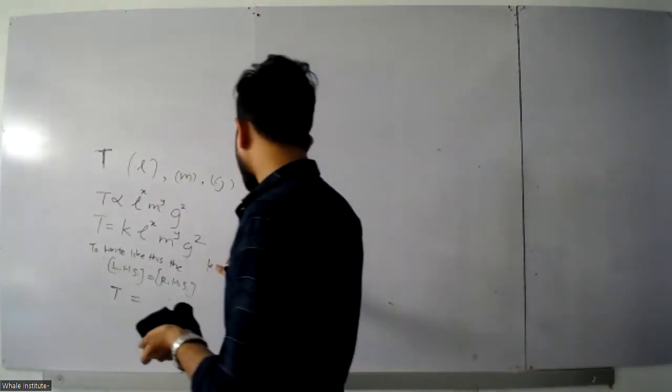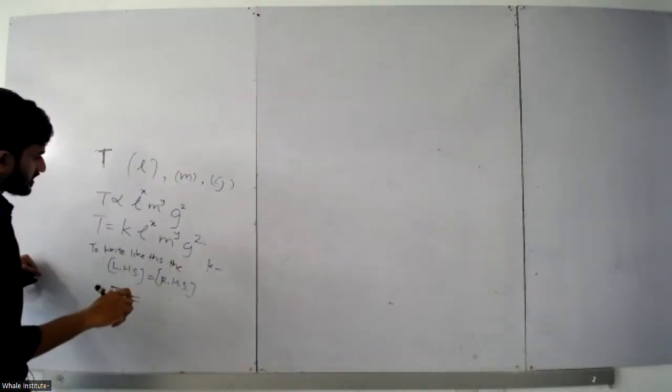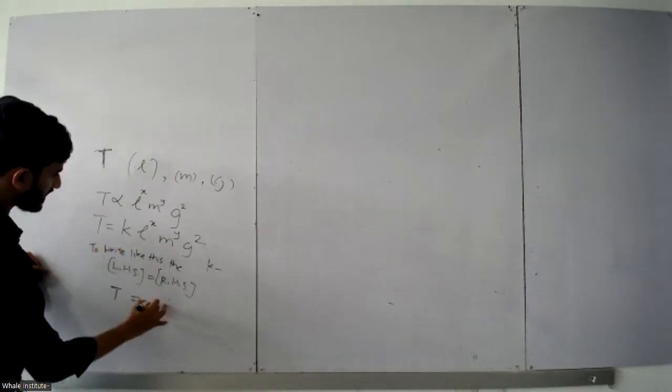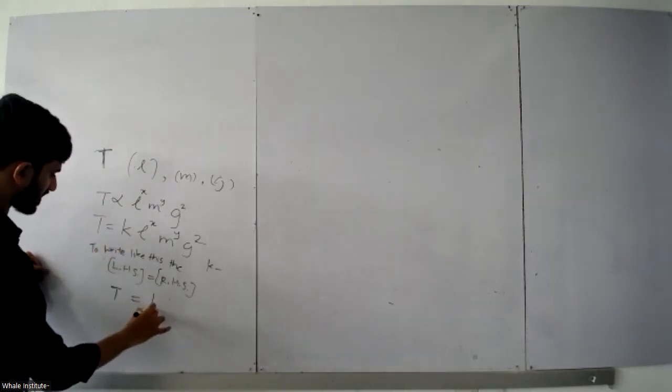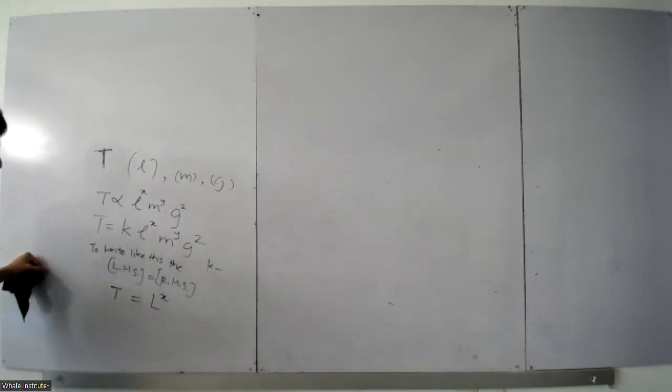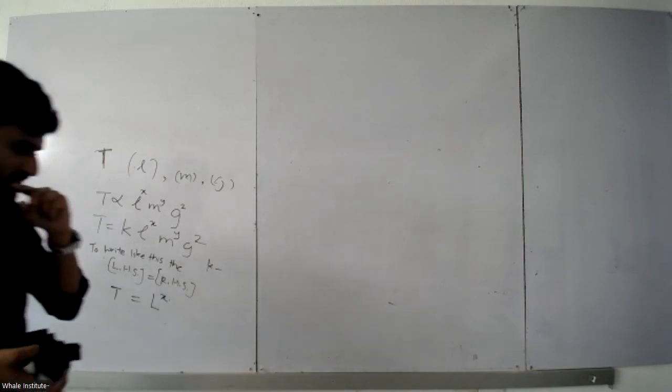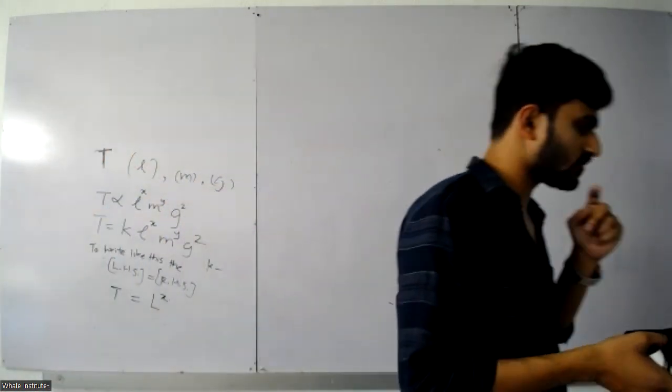So K is a dimensionless constant. Then L is a length, right? So the dimensions are capital L to the power x. We don't know the x. So here the objective is finding x, y, and z, because they are unknown constants, unknown quantities.